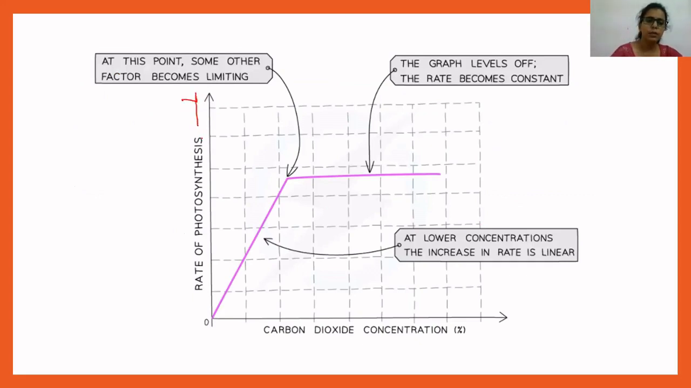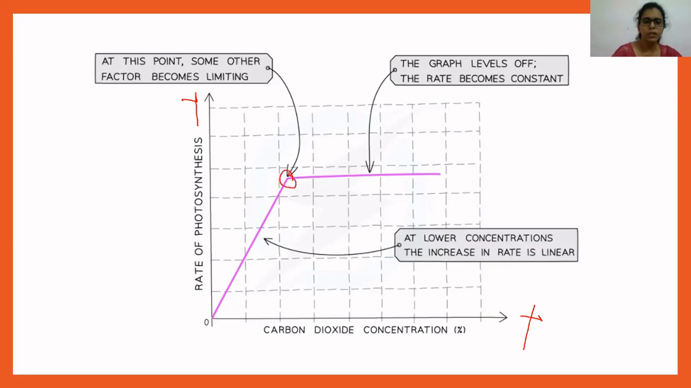So that has been plotted on the y-axis, and carbon dioxide concentration is your independent variable, so that has been labeled on the x-axis. Now, with this graph, you can make out that as the concentration of carbon dioxide increases, the rate of photosynthesis will also increase up to a certain point.